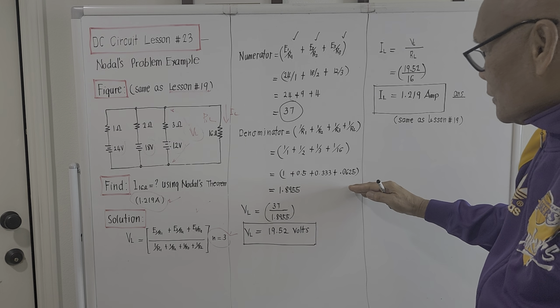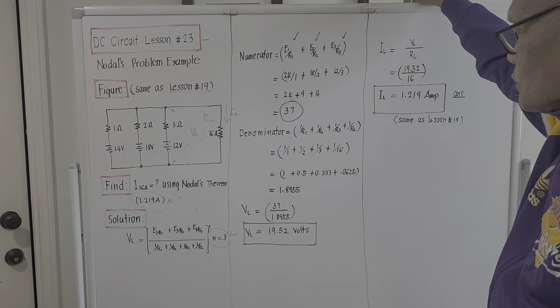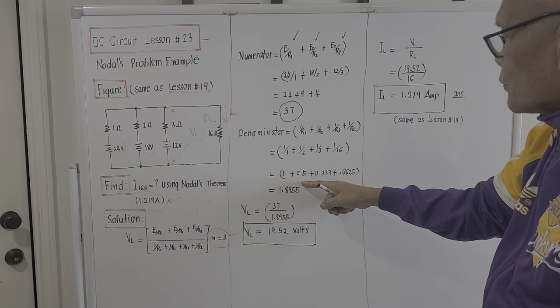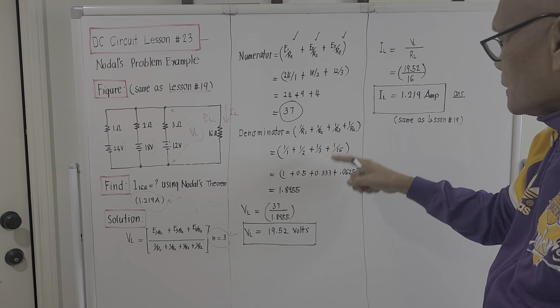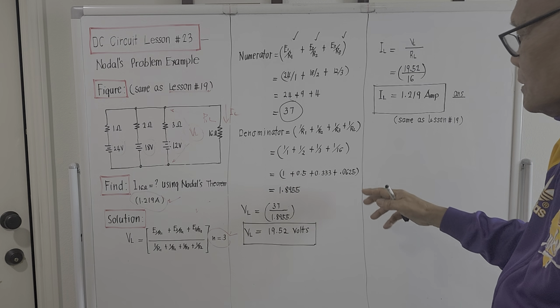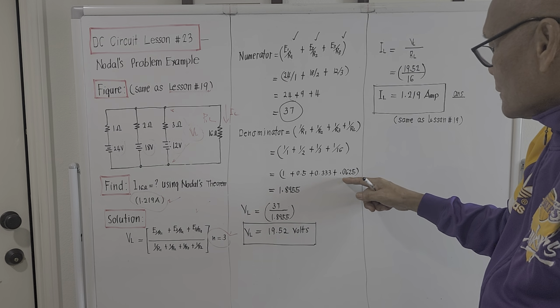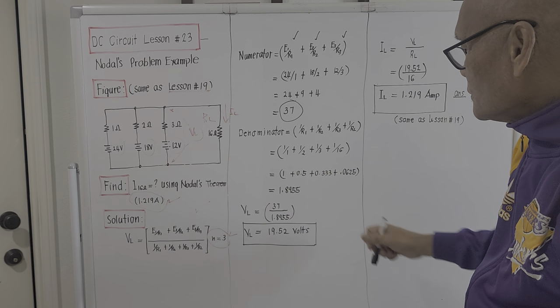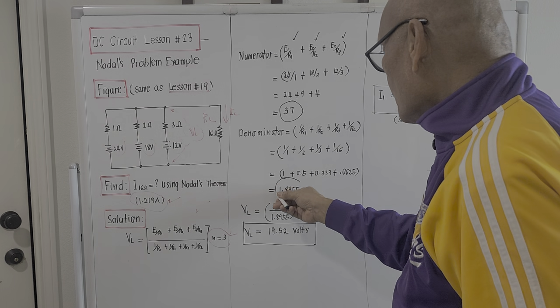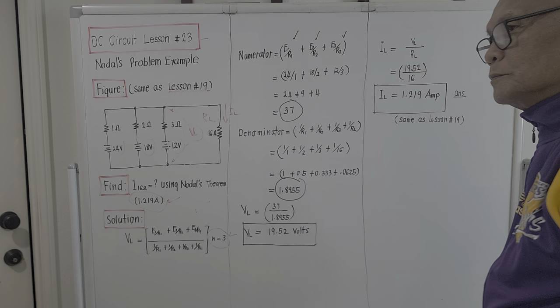If we take the individual summation of this, 1 over 1 is 1, 1 over 2 is 0.5, 1 over 3 is 0.333, and 1 over 16, a small number, less than 1, is 0.0625. If we take the summation of this, the denominator will be 1.985.